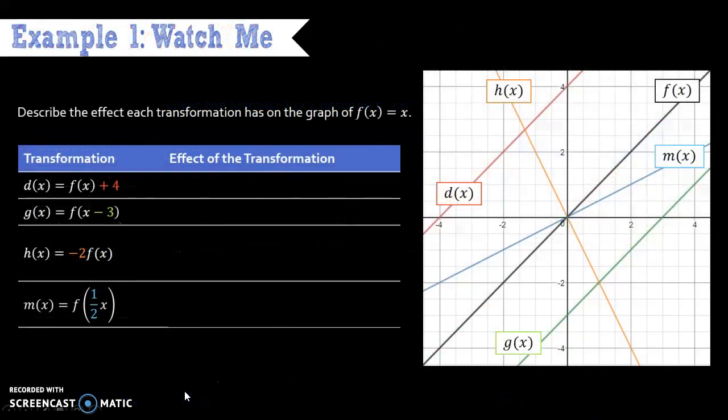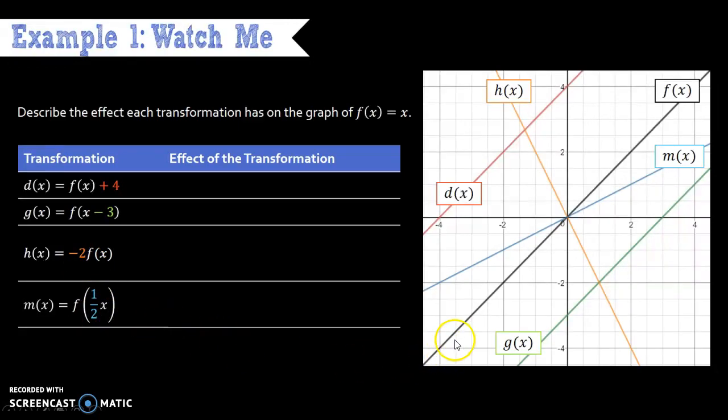Let's take a look at a more specific example and start to make some of these things click. If I have the transformation f of x plus 4, I've got this one right here with the minus 3, a negative 2 out front, and a 1/2 right here.